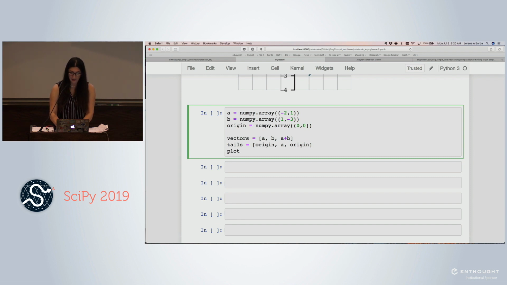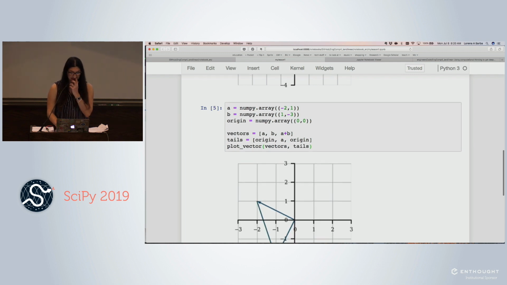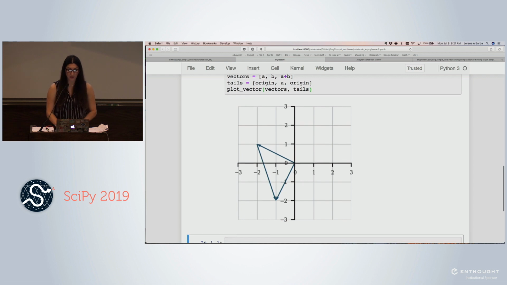We have now defined the vectors, the list of vectors and the list of tails that we want to plot. So let's use our helper function plot_vector with the two arguments, vectors and tails. All right? So I execute this, and you can see here an illustration of what is happening.